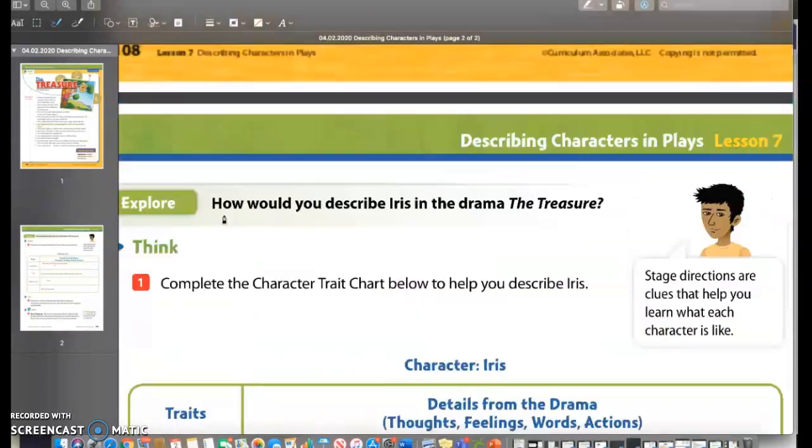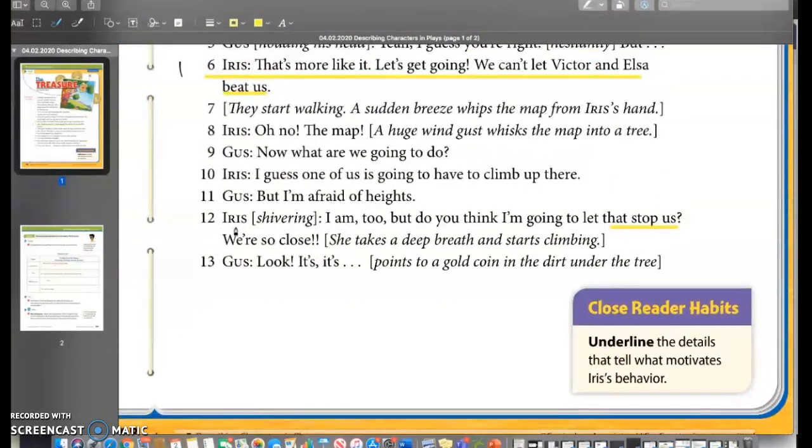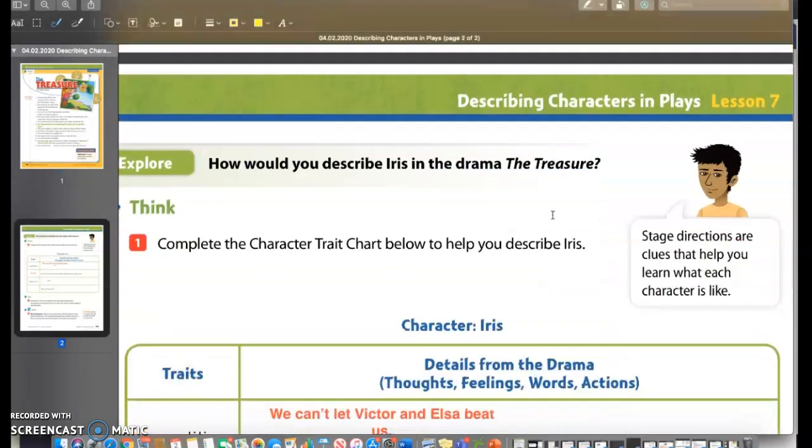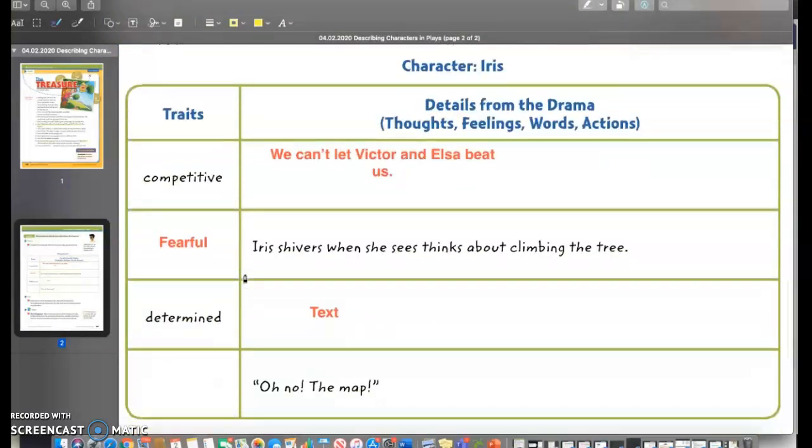I'm going to go in and underline that here in line 12. She's shivering and she says, "I am too." But here's that competitive trait that jumps back in, as she said, "But do you think I'm going to let that stop us?" So that's that competitive trait coming back in, as she doesn't want to get beat. She's fearful, but she doesn't want to get beat.